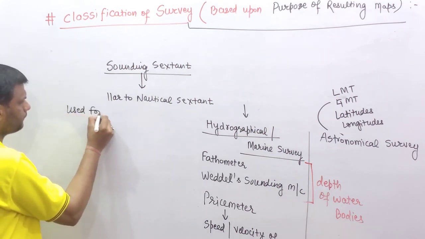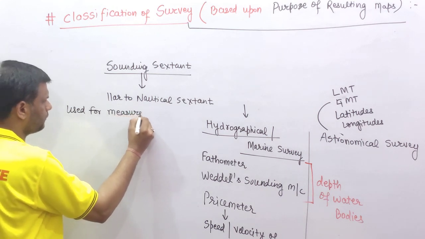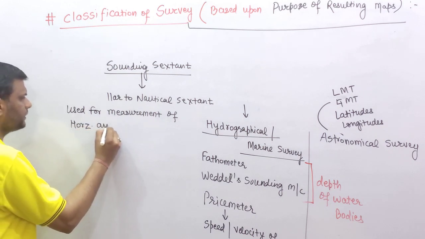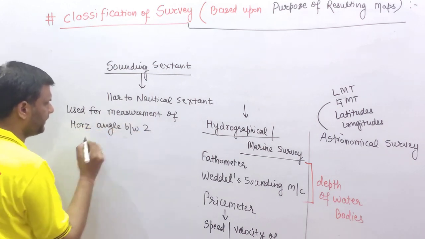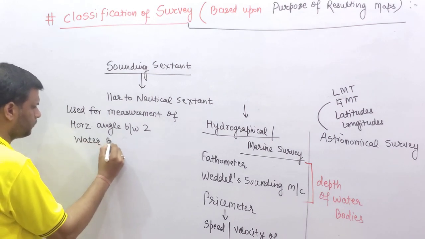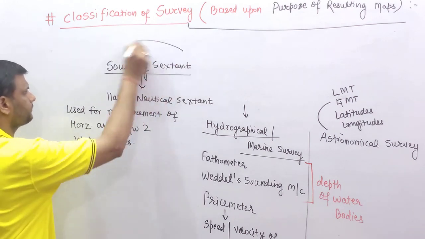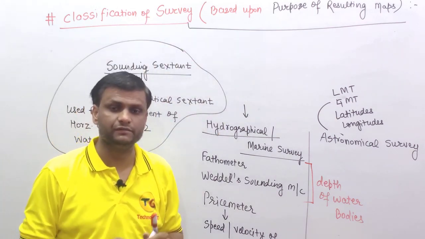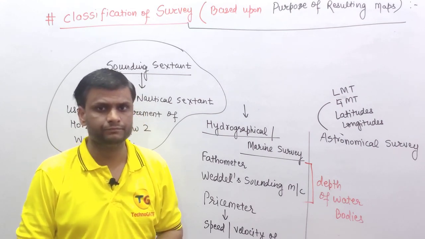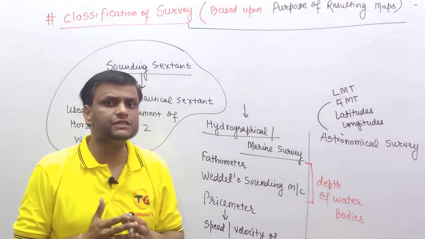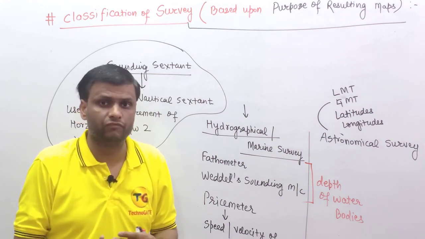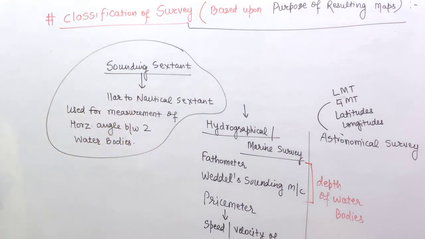So my dear students, this was about our first classification, that is based upon the field survey. The second classification is on the basis of purpose, or you can say the aim of a survey adopted or performed. So please note this.